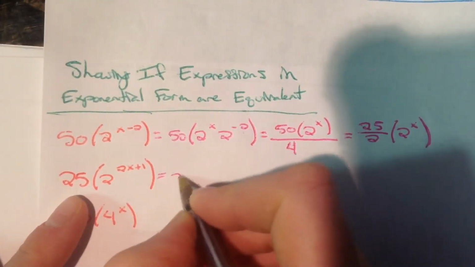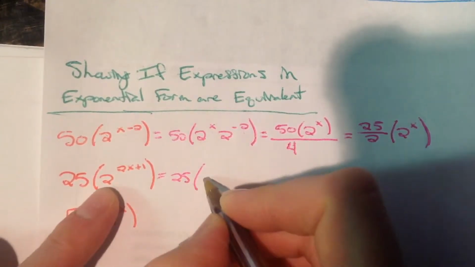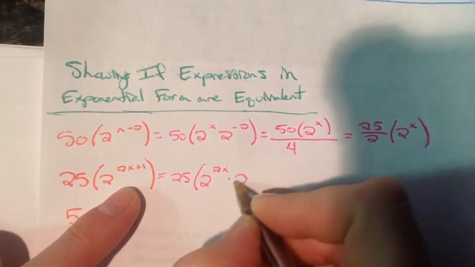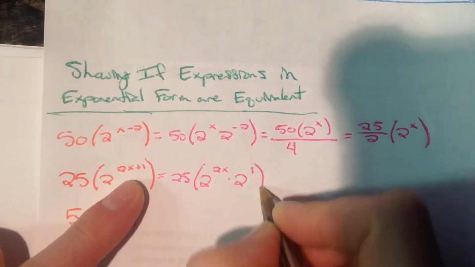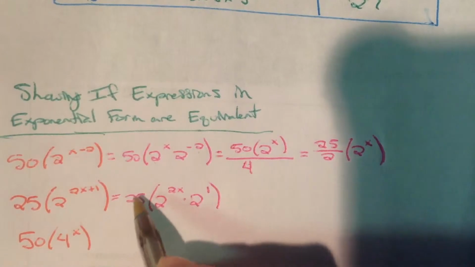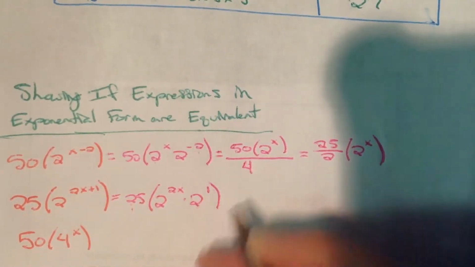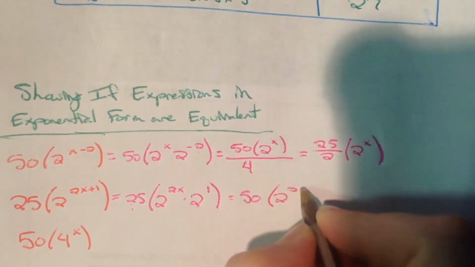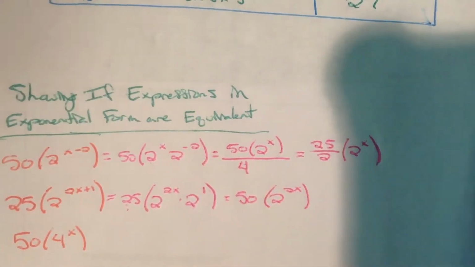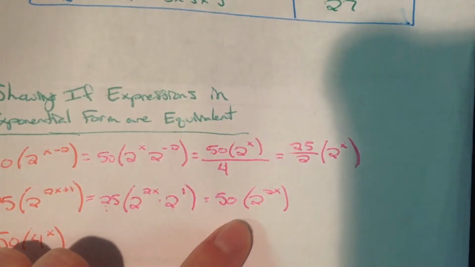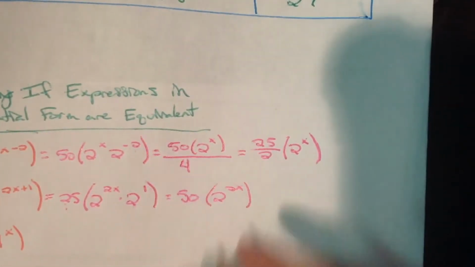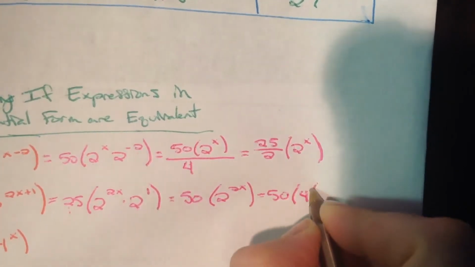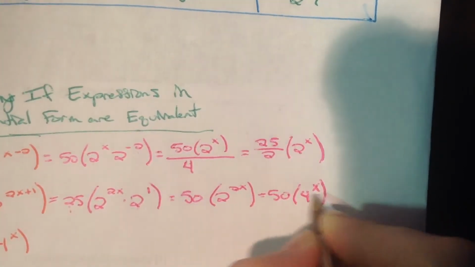So if we were to take the next one and break it up, let's see what we'd get. Well, this is 25 times 2 to the first piece, the 2x, times 2 to the second piece, the positive 1. Well, 25 times 2 to the first becomes 50 times 2 to the 2x. And we can actually take and do parts of that power. So rather than 2 to the 2x, we could put it as 50 times 4 to the x, because 2 squared is 4.